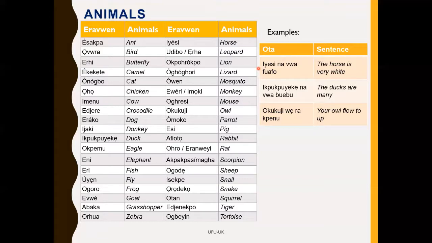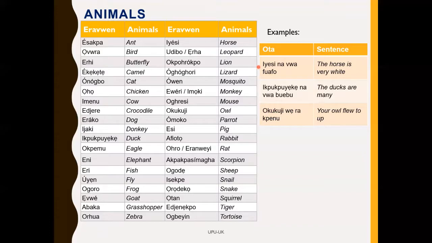And equally, if you wanted to use another color, black, B-A-B. Remember at the beginning we did Onogbo B-A-B. So black is B-A-B. Red is Wawari. So you can do Onogbo Nawa B-A-B. The cat is very black. Or Erako Nawa B-A-B. The dog is very black. Or this example on the screen, the horse is very white. Iyesi na wa fuanfu. Okay, just keep practicing.